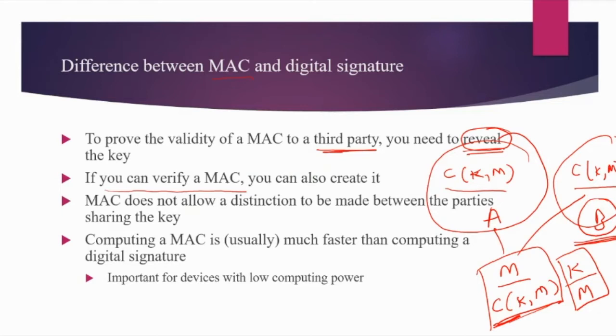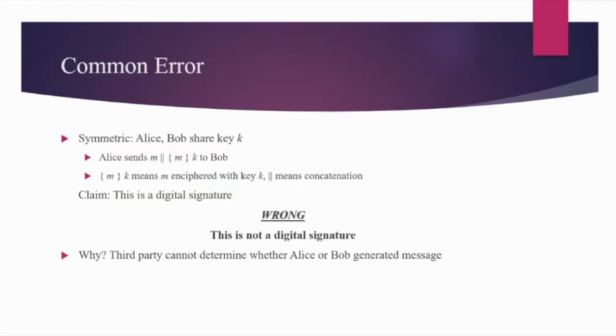Although computing a MAC is much faster than computing a digital signature, it is very important to have digital signatures in place because of the reasons that we have discussed. If I am the person who is signing the message, I don't want to reveal my secret key or any type of key to anybody else, right? So that is the difference between MAC and digital signatures.